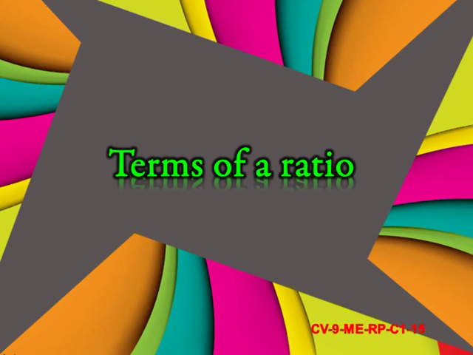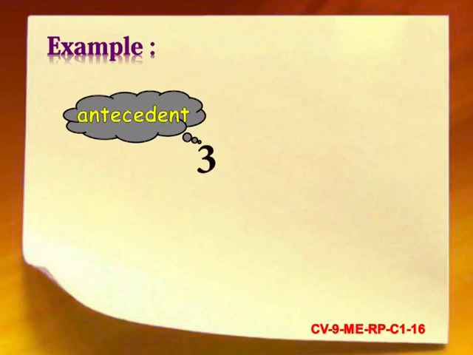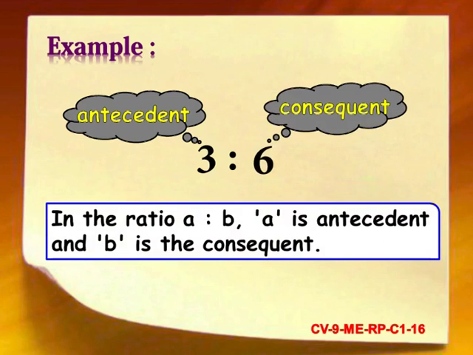Children, now we can study about terms of a ratio. For that, here is an example. Is there a special name for the terms of a ratio? Yes, the first term of a ratio is called the antecedent and the second term is called the consequent. In the ratio A is to B, A is the antecedent and B is the consequent. Note down this in your notebook.